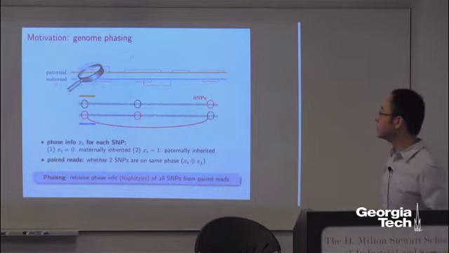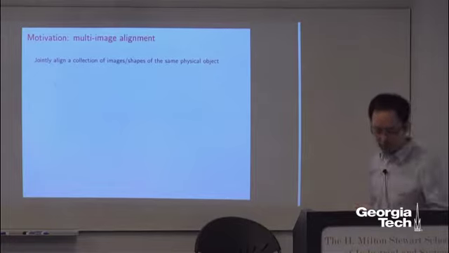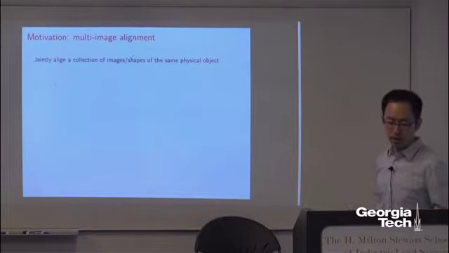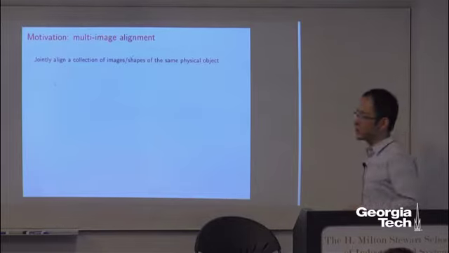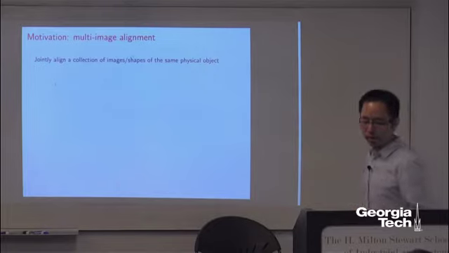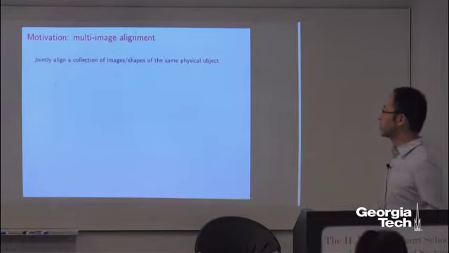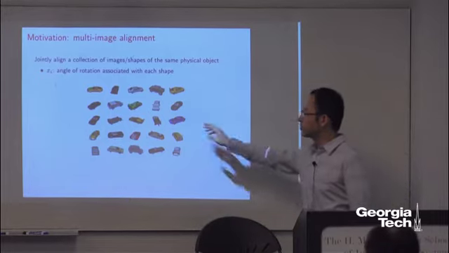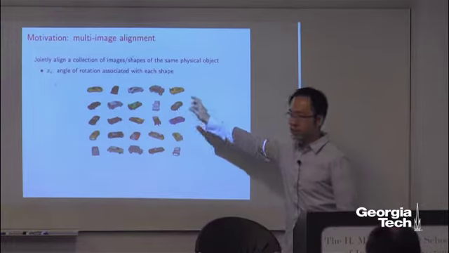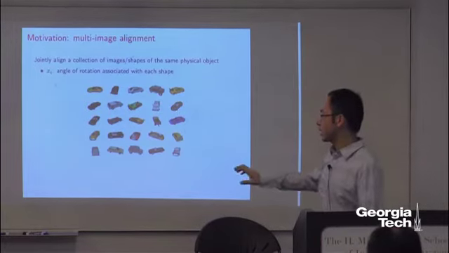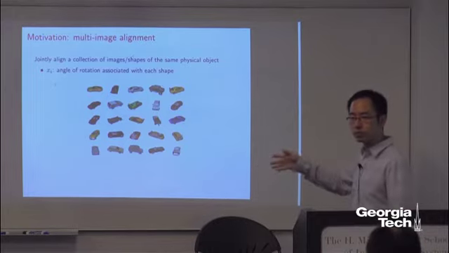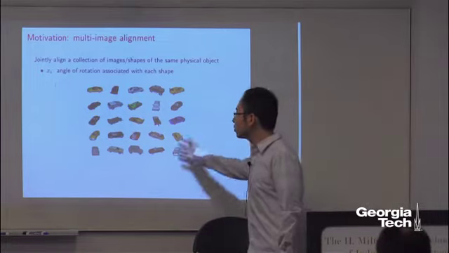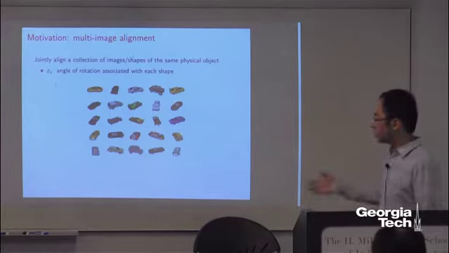Moving away from genome sequencing, another very fundamental example comes from computer vision, computer graphics, and sometimes structural biology. This is the problem of how to jointly align a collection of images which reflect roughly the same physical objects. For example, now I have a few car models. These are shape models that you have on your computer, and each of the cars is rotated arbitrarily. One very important task is how to jointly align all of these car models based on some features you have.